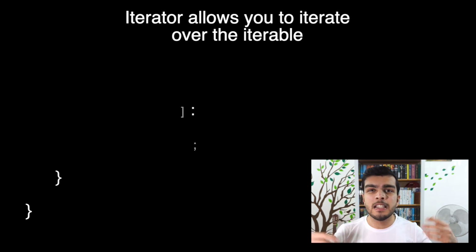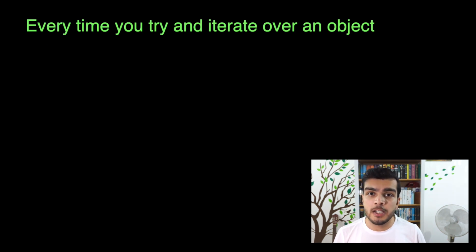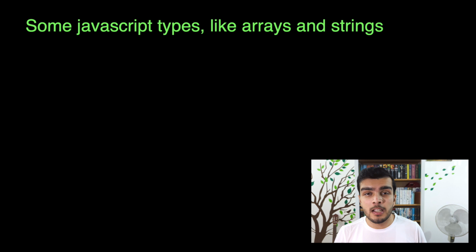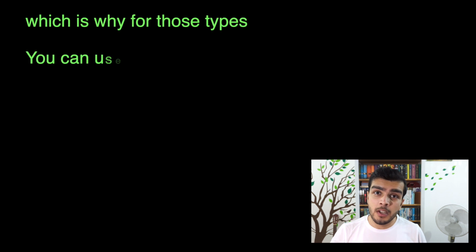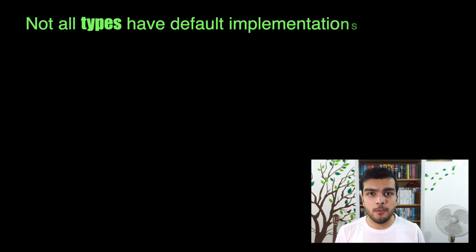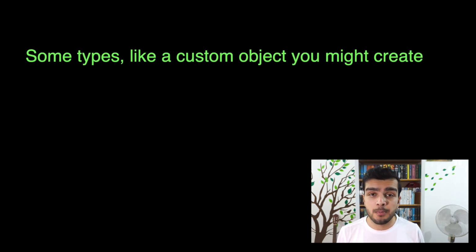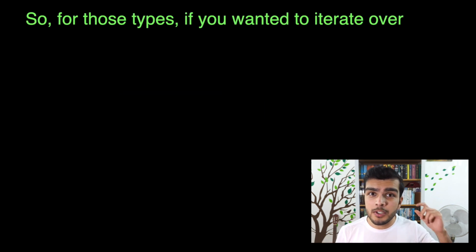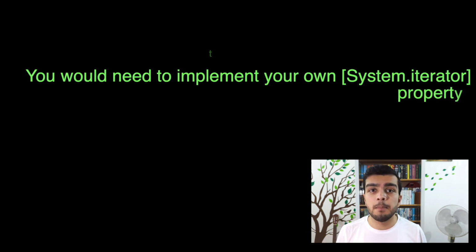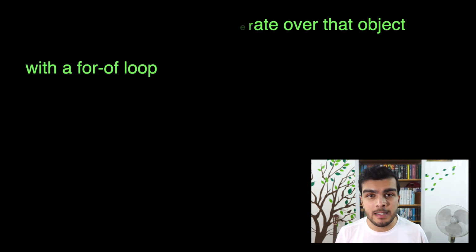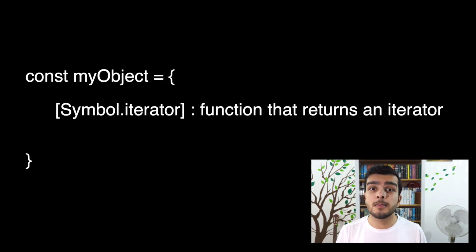Now that's the theory done, but how can this actually be useful? Every time you try to iterate over an object, JavaScript will check if it's an iterable by checking for the Symbol.iterator property. Some JavaScript types, like arrays and strings, already have default implementations of the Symbol.iterator property, which is why for those types, you can use spread operators and for of loops, which rely on the returned iterator to work. But not all types have a default implementation. Some types, like a custom object you might create, won't have a default implementation of the Symbol.iterator property. So for those types, if you wanted to iterate over your own custom object, then you would need to implement your own Symbol.iterator property, which would then let you iterate over that object with a for of loop. All of that means you can define a Symbol.iterator property for a custom object and make it iterable.